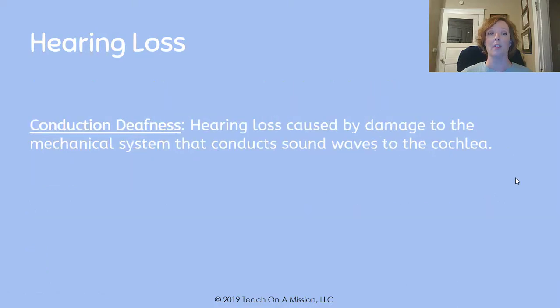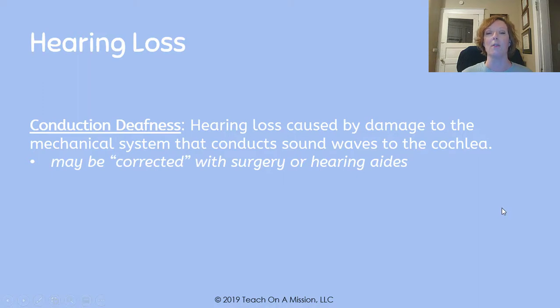Okay, continuing with hearing loss, there are two types of deafness. Conductive deafness is hearing loss caused by damage to the mechanical system that conducts sound waves to the cochlea. So anything that's going to stop the sound waves, that process of going through the eardrum and those tiny little bones, anything that is going to stop the message from being sent to the cochlea is conductive hearing loss, or conductive deafness. Sometimes it can be corrected with surgery or hearing aids. So if you see someone with a hearing aid, it is typically a conductive hearing loss.